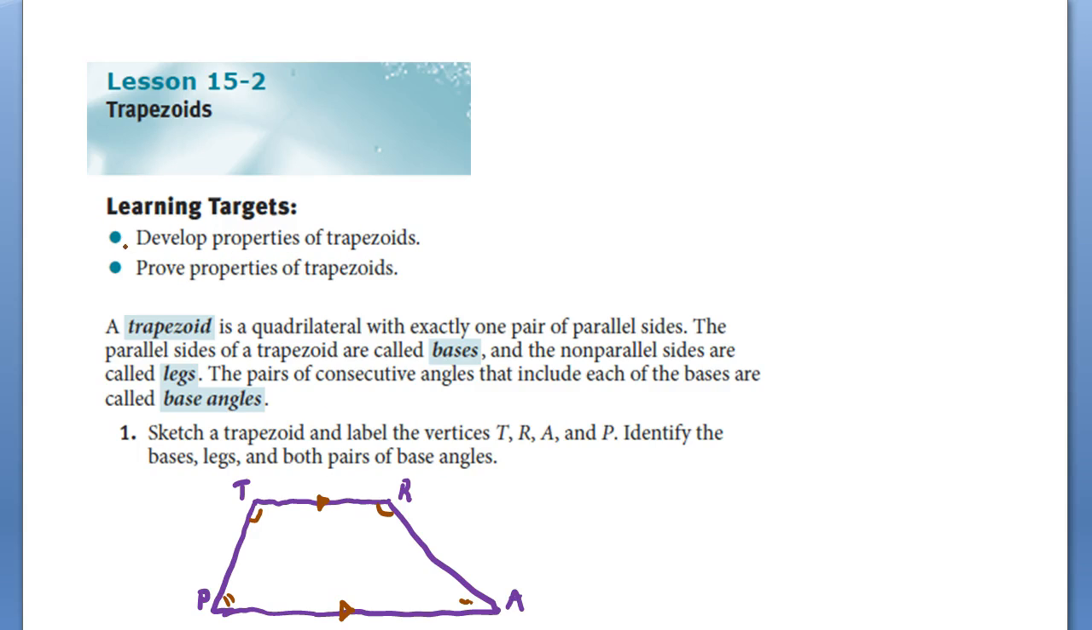In this lesson, we developed and proved some properties of trapezoids. One involved the median of a trapezoid, that it is parallel to the bases, and that the length of the median is half of the sum of the bases. We also showed that for an isosceles trapezoid, the diagonals are congruent to each other.